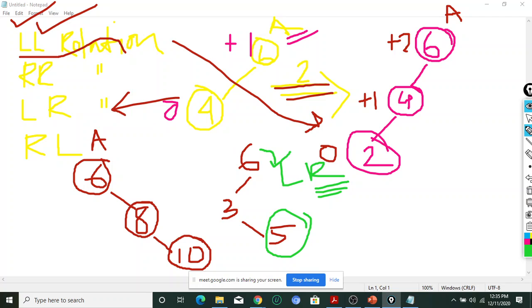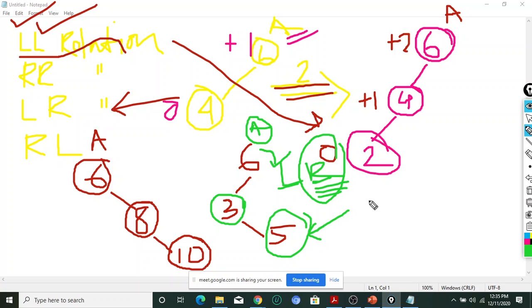So now I think it is clear. This right is for this root node. I have just inserted here. Right, this right, and left means left of A. A means this is the root node. Understood? LR, yes, sir.